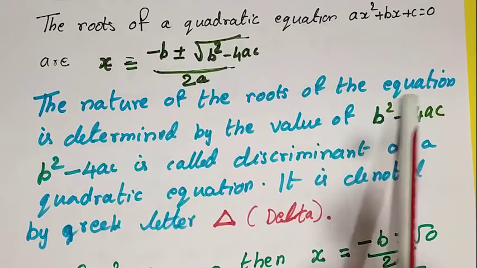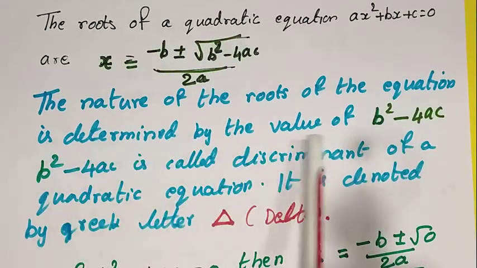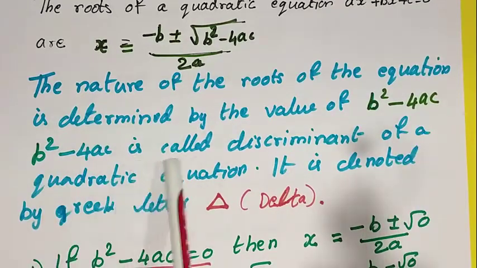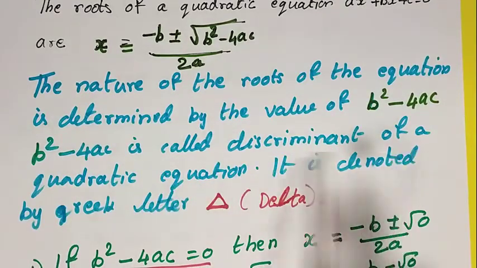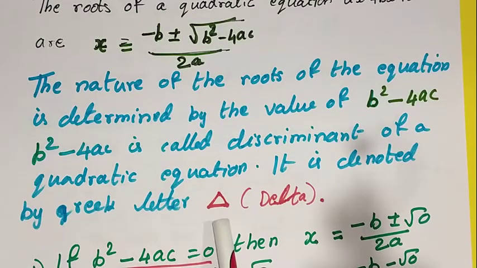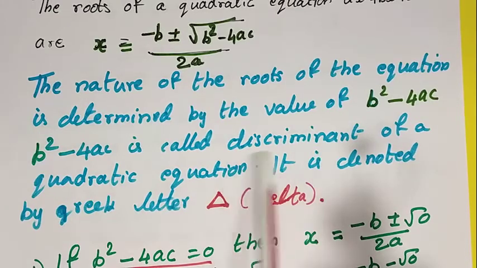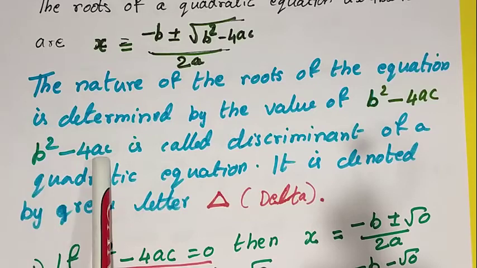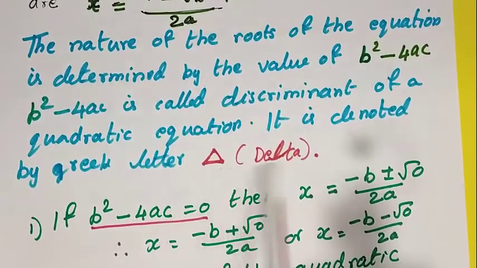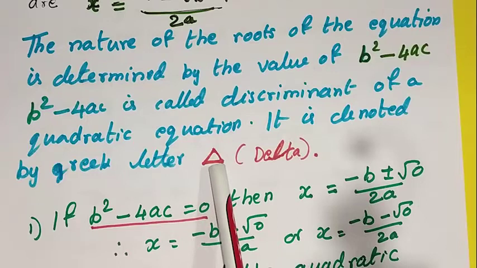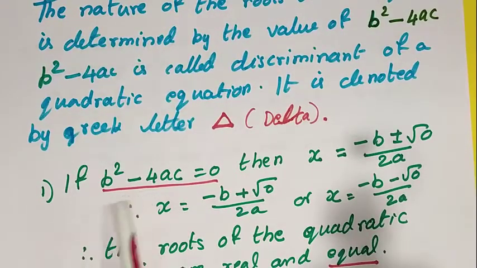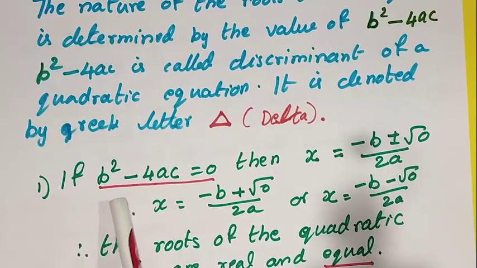The nature of the roots of the equation is determined by the value of b square minus 4ac. b square minus 4ac is called the discriminant of a quadratic equation. It is denoted by the Greek letter delta. So here, to find the value of the discriminant, you have to find the value of b square minus 4ac. It is denoted by delta, the small triangle. Now there are conditions. How can we find the nature of the roots of the equation?